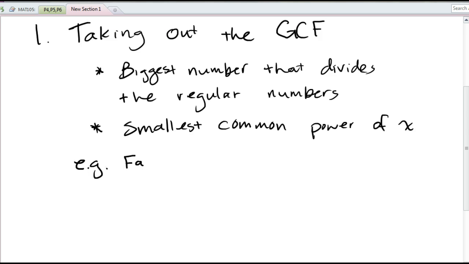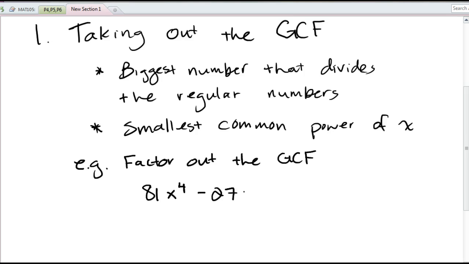Factor out the GCF would be typical instructions. Let's say we had something like 81x to the fourth power minus 27x squared. Your goal is to take out the biggest possible thing you can from the regular numbers. This one we're quite fortunate because 27 goes into 81 evenly. 27 times 3 is equal to 81, so we can take 27 out in terms of the regular numbers, and then we can also take out the smallest common power of x, which is just the x squared.